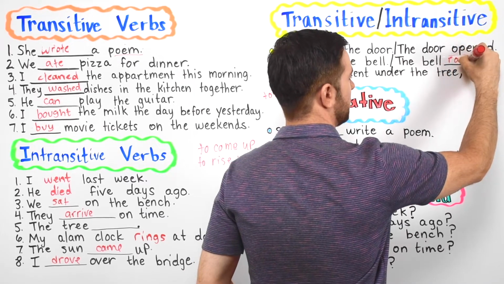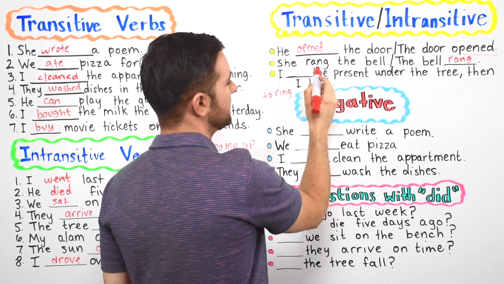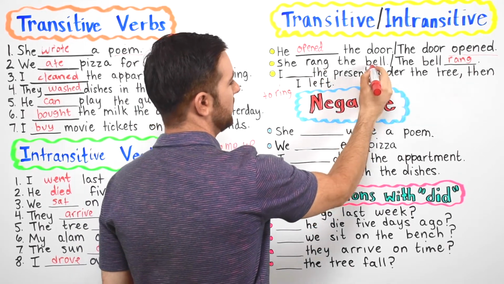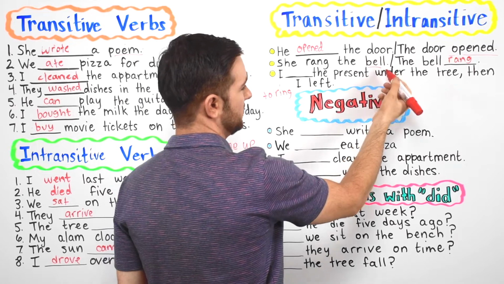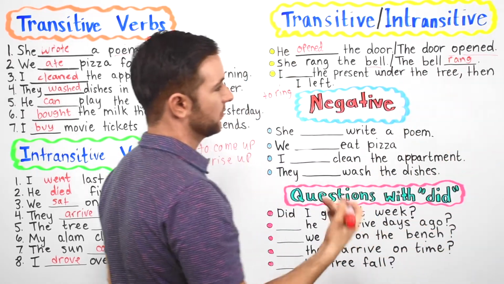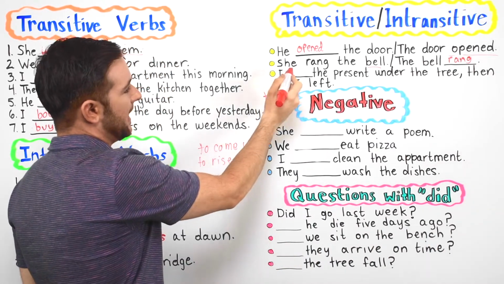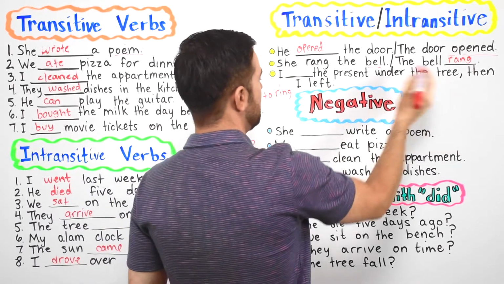So this one right here, this is transitive, because it's performing an action on the object, which is the bell. This one is intransitive. There is no object to perform an action onto. And this one here, it says, I blanked the present under the tree, then I left.